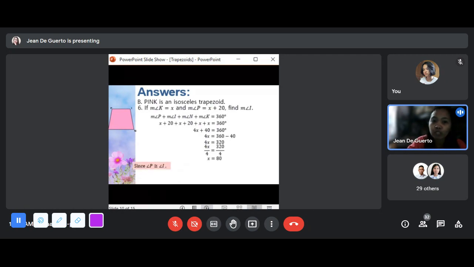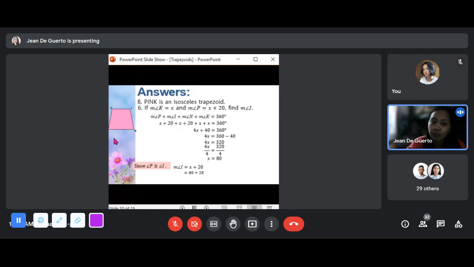Pero kung gusto nyong mag-shortcut, pwede na yung angle P plus angle K is equal to 180 degrees. So, anong statement or anong property ang magsusupport doon? Supplement. Tama. The two angles, angle P and angle K, are supplementary. Yun na yung magiging reason nyo if you are asked to give the reason.